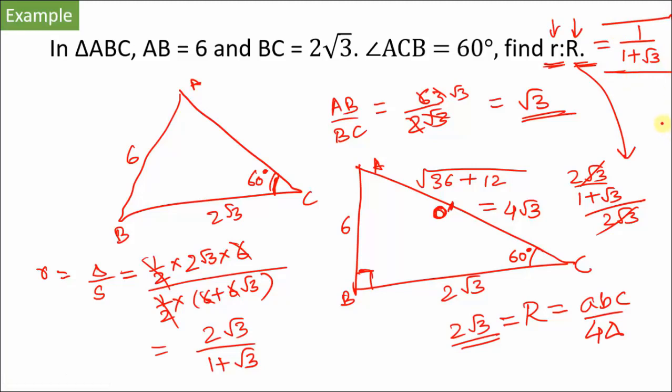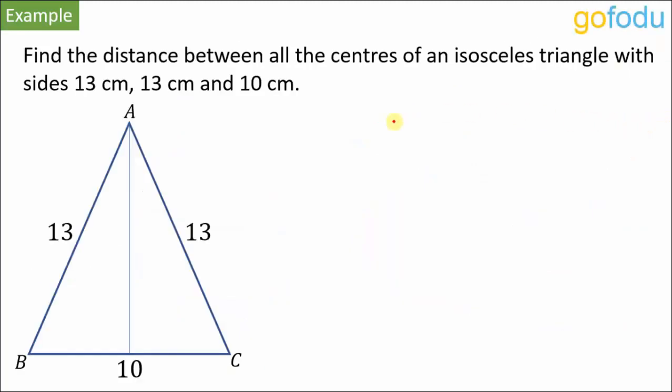One last question, last but not the least, most interesting question of this video. We have an isosceles triangle with sides 13, 13 and 10, and we have to find the distance between all the centers. All the centers means distance between circumcenter, centroid, orthocenter and incenter.